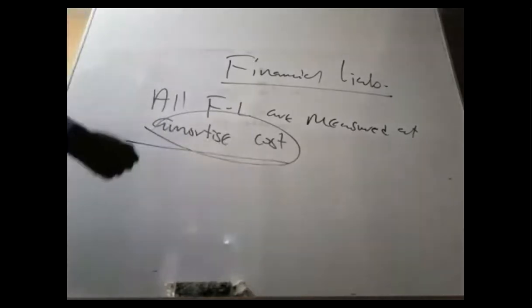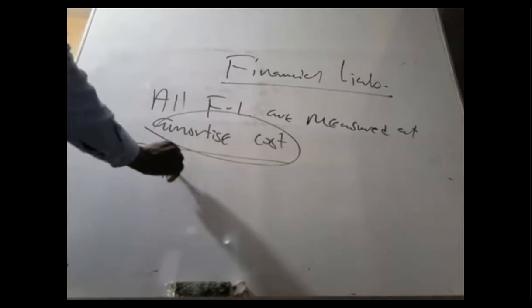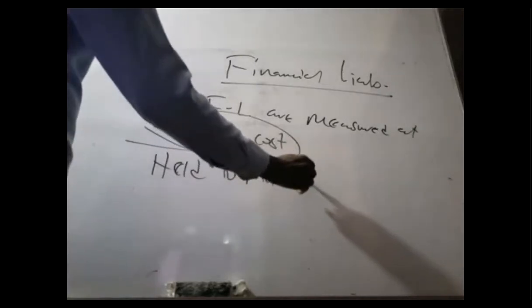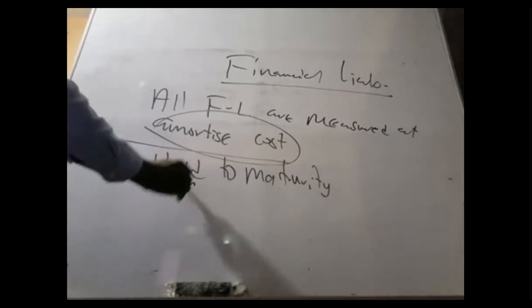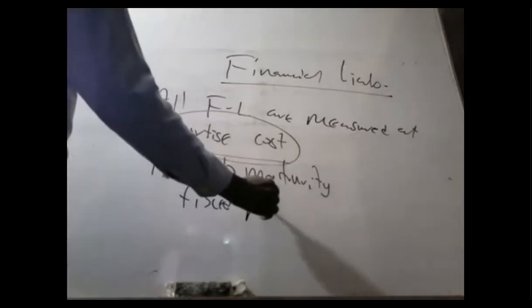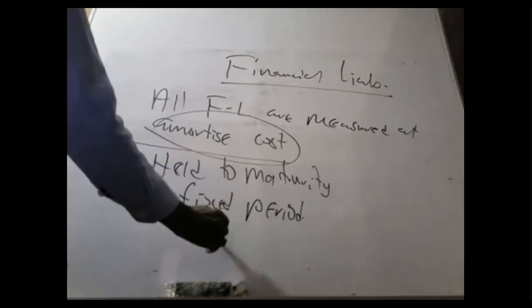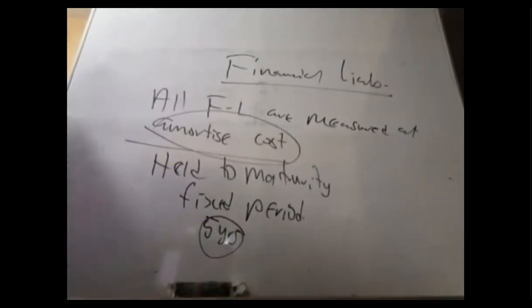Amortized cost simply means most of the liabilities are held to maturity. Meaning that it has a fixed period. Until the period is over, we are not paying the debt. So the loan is going for 5 years. After the 5th year, we hand over the principal. Meanwhile, every year we pay interest on this loan. Every year you service the interest.